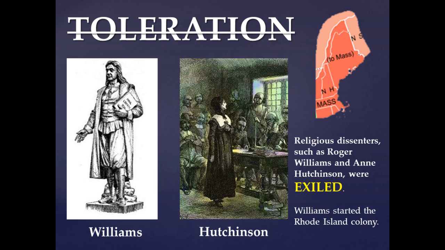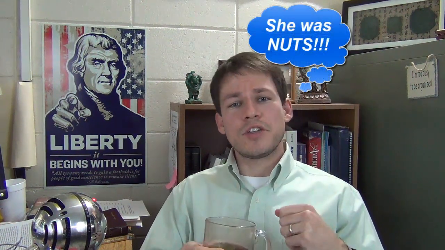Roger Williams had the nerve to say that people should be able to make religious decisions for themselves. Anne Hutchinson's a whole other story, but for purposes of intensive review, let's just say that she was a religious dissident, that she challenged the religious beliefs and gender roles of the community. Both of these people were exiled from the Massachusetts colony.